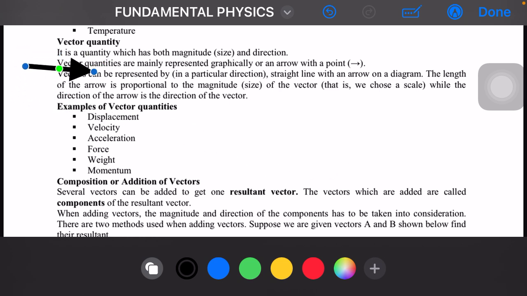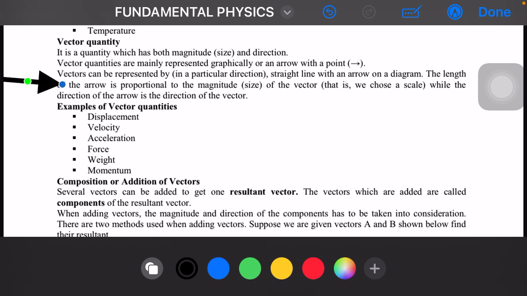This is the vector quantity. Vector quantities are mainly represented graphically by an arrow with a point. It's normally represented by an arrow, like the one I'm using here. We can stop calling it an arrow and call it a vector, since we both know that it's a vector. So vector quantities are mainly represented graphically by an arrow.